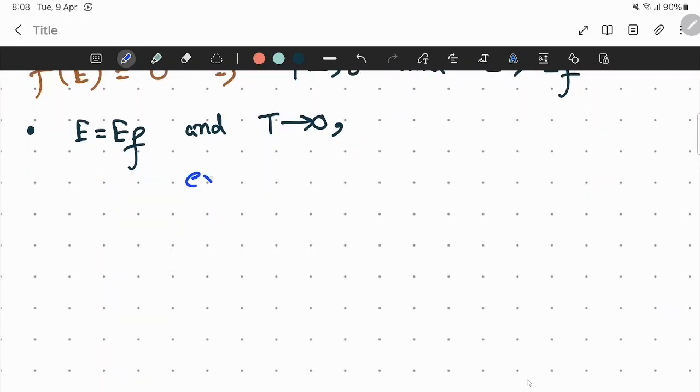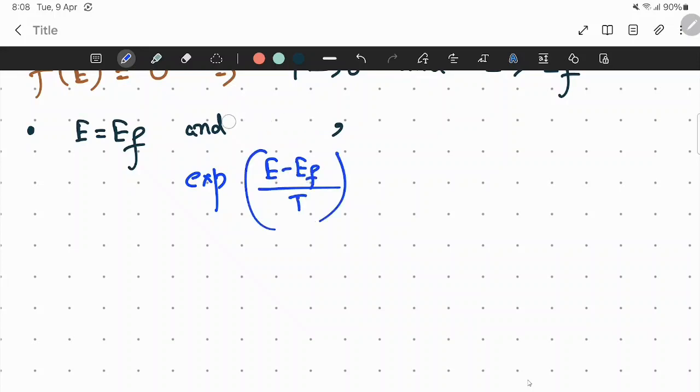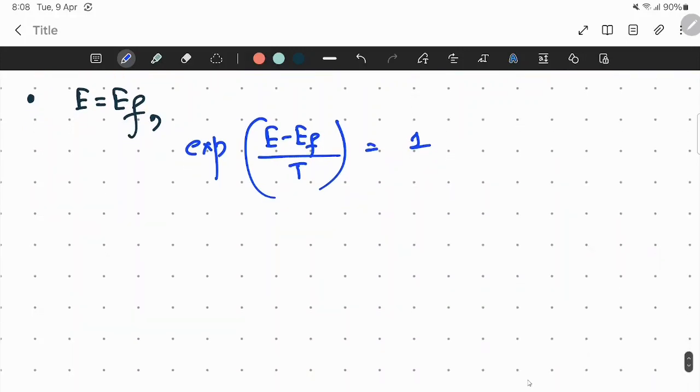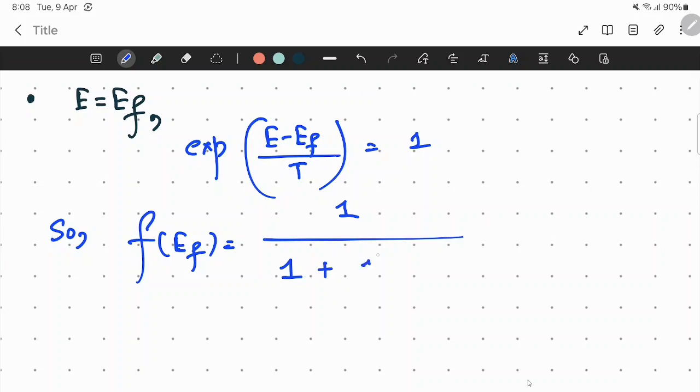Then if this is the case, exponential of (E minus EF) by kT, you can check it is independent of temperature even. Temperature is not equal to, but T tends to 0. Then you can see that this is eventually exponential of 0. That means this will be 1. So if this is 1, so now Fe, E equals to EF, so it will be 1 by 1 plus 1. So it is half. So it means the probability is 50% to be occupied of that energy state, like this.